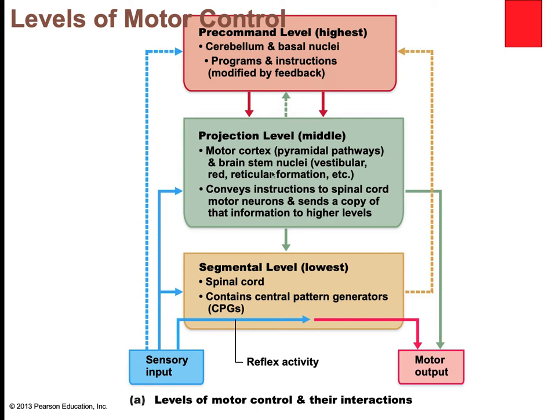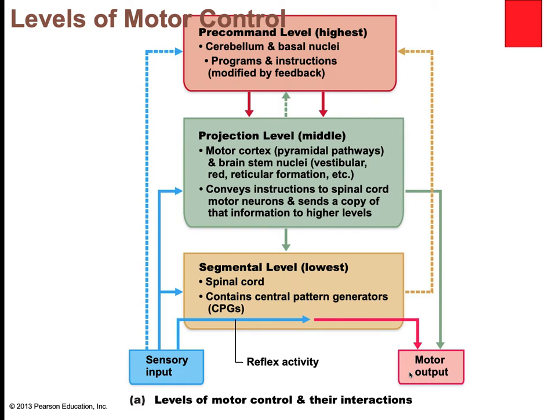Okay. The instructions, as a result, go to two locations, right? We go from the motor cortex to the cerebellum and basal nuclei, right? But we also go from the motor cortex down to the brainstem and spinal cord, right? And then that goes to the motor output, okay?